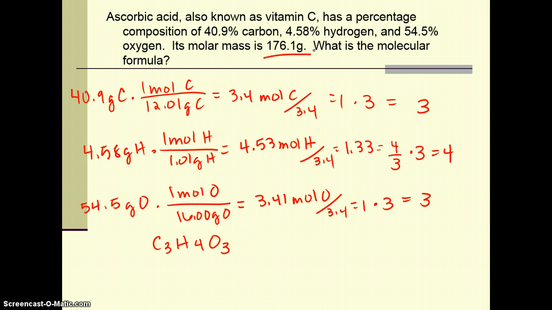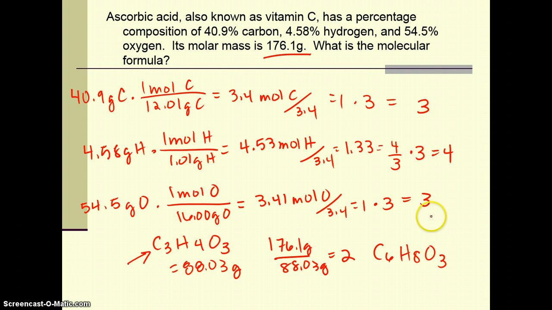Now, what's my molecular formula? Well, that's where that molar mass is going to come into play. So I need to figure out what this weighs. I need to do 12 times 3 plus 4 times 1 plus 16 times 3, and I end up with 88.03 grams. I'm going to take my 176.1 grams, divide it by my 88.03 grams, and end up with 2, which means I need to double my whole empirical formula. So it's C6H8O6.